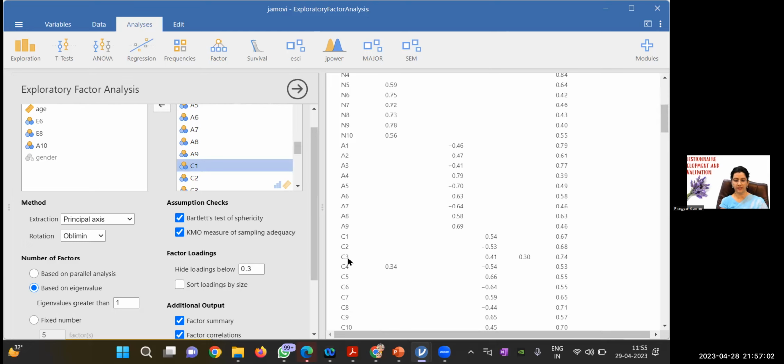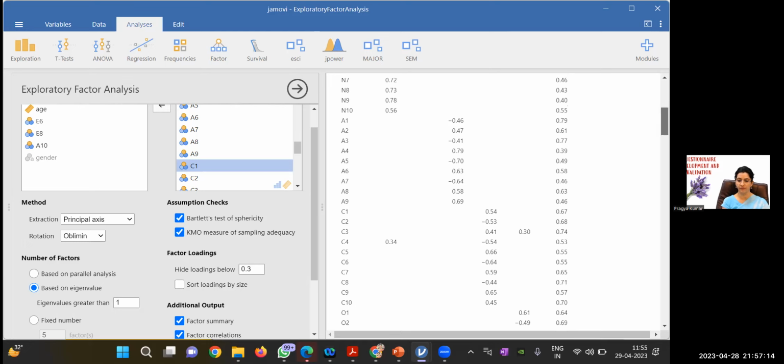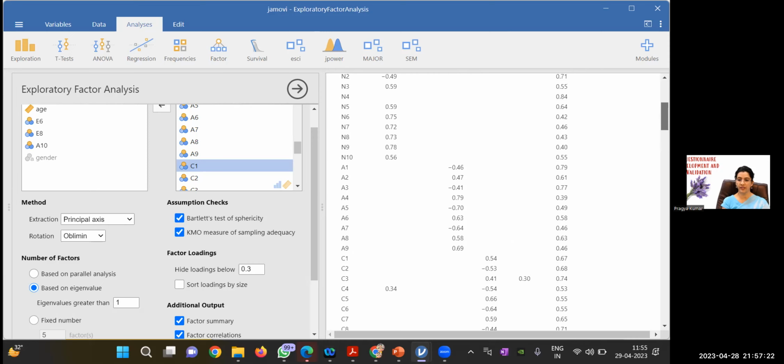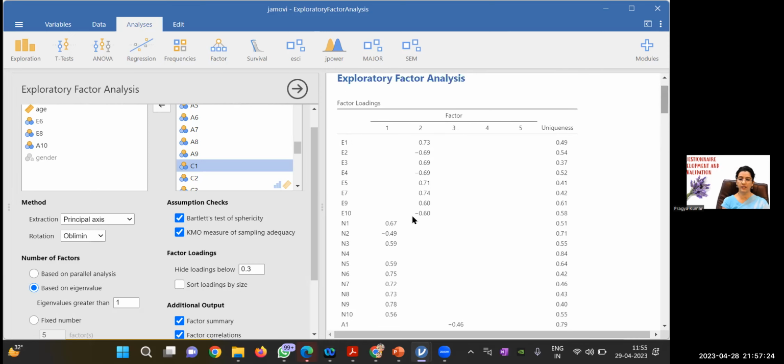Now you see this factor C3. It is again getting loaded on two factors, but one is okay, it is 0.49. But what about this C4? This is again a cross loading. And here there is no cross loading. Okay, so this was the analysis, or the interpretation, of this table.